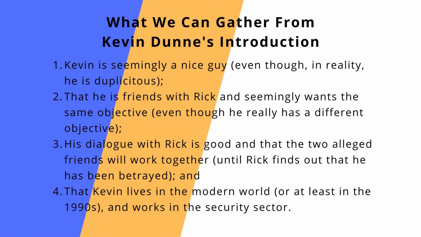Rick suspects a conspiracy afoot, and learns about three-quarters of the way through the film that his old friend Kevin is behind the conspiracy. Nevertheless, upon meeting Kevin, we gauge the following.